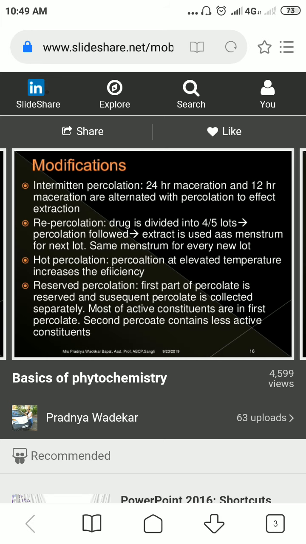Now, modifications of percolation. What are the modifications which increase the efficiency of extraction in percolation? The first one is intermittent percolation. Here 24-hour maceration and 12-hour maceration are alternated with percolation to effect extraction.